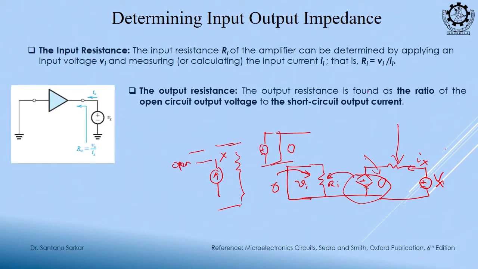So, if any amplifier is given, and I ask you to find the input impedance, what will you do? You will find the input voltage and the input current, and you divide them, you will get it. Output is the same thing, but you have to take care that all the sources are nullified. Same thing you are doing, Vx by Ix. Only, if it is a voltage source, kill it, if it is a current source, open it.